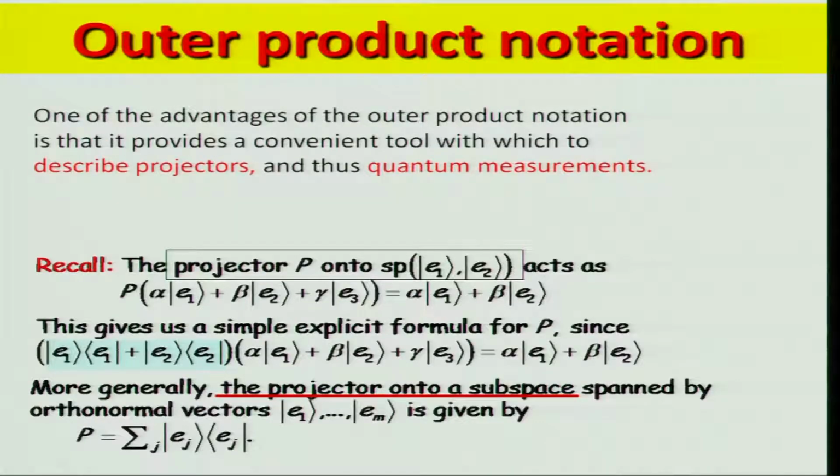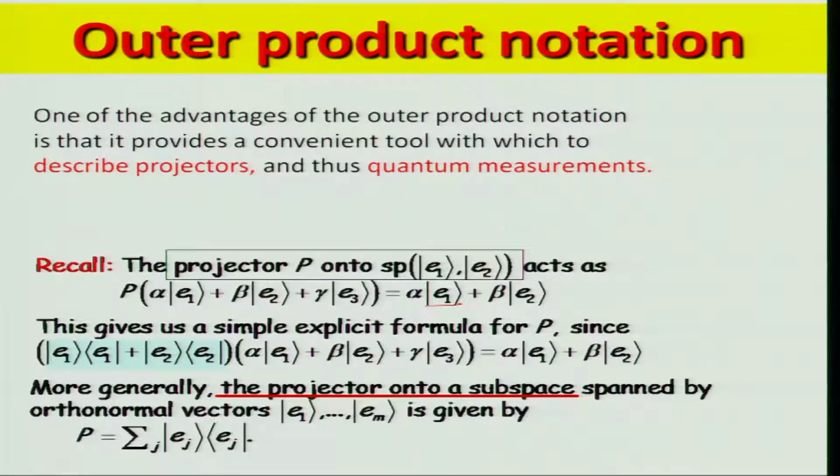One of the advantages of the outer product notation is that it provides a convenient tool with which to describe projectors and thus quantum measurements. If we recall, the projector P onto the space spanned by E1 and E2, applied onto alpha E1 plus beta E2 plus gamma E3, will essentially give alpha E1 plus beta E2.